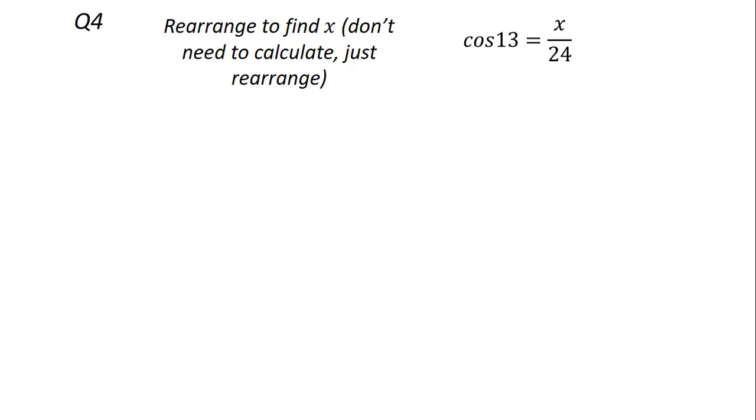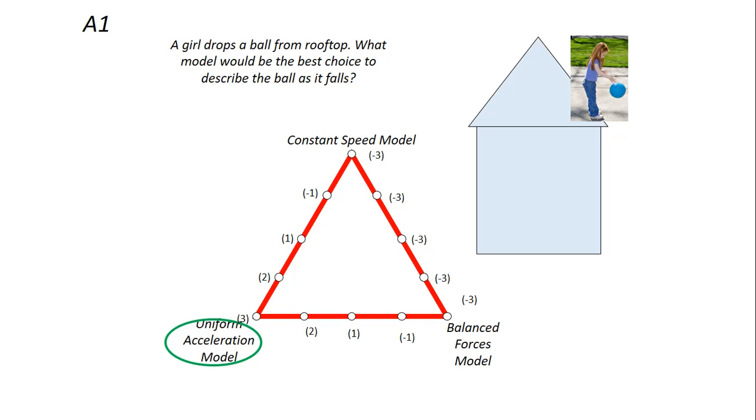Right, answer number 1. When a little girl drops a ball off the roof, the ball starts to speed up. If I was to draw my motion map, it goes further and further each second. So here's my velocity. It's most definitely not a constant speed model.